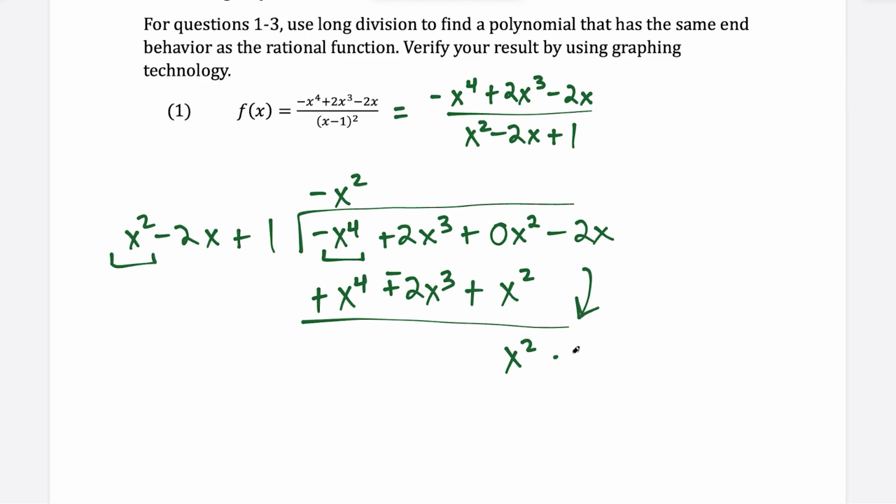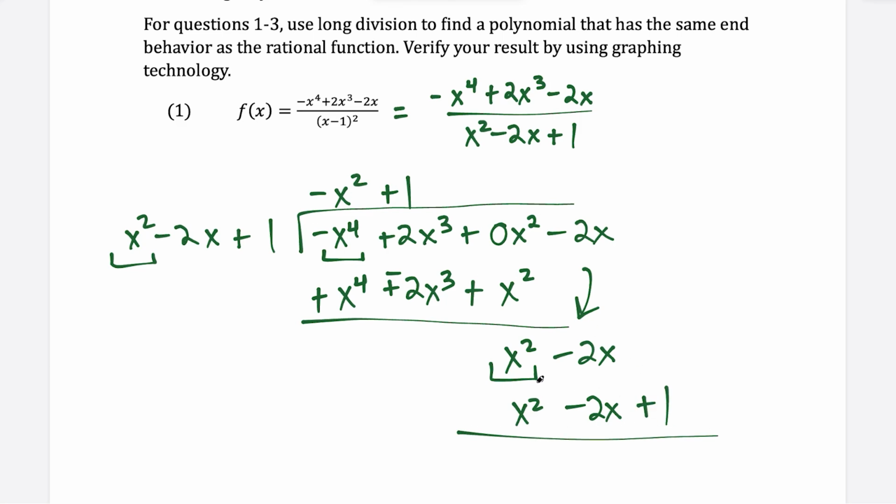And I'm just going to bring down this minus 2x. But now when we start the process over, we're doing x squared divided by x squared is 1. So now I distribute. I have 1 times x squared is x squared. And then I have 1 times minus 2x is minus 2x. And then I have 1 times 1 is 1.